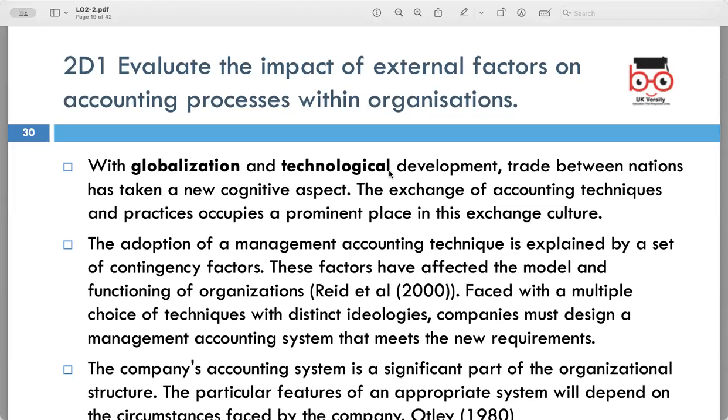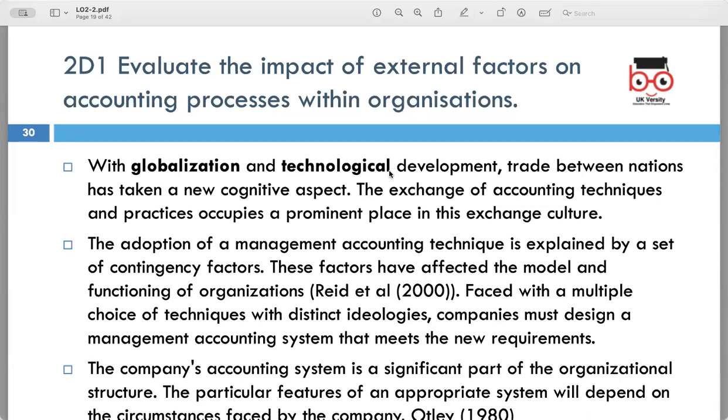So according to Reid et al. 2000, these elements have had an impact on the structures and operations of their respective organizations. When confronted with a wide variety of approaches, each of which adheres to a different ideology, businesses are required to devise a management accounting system that is capable of satisfying the most recent needs.